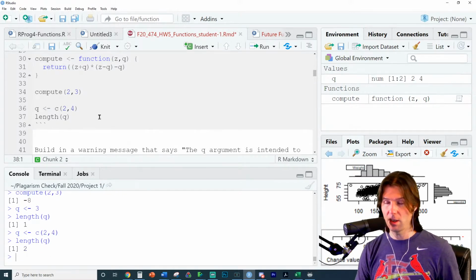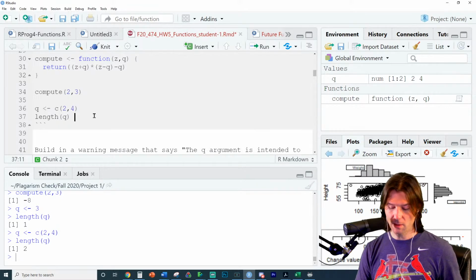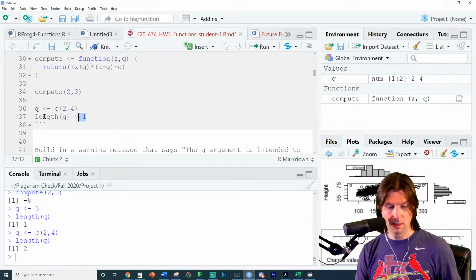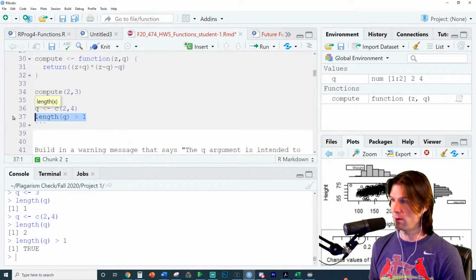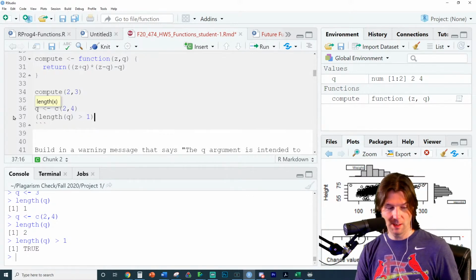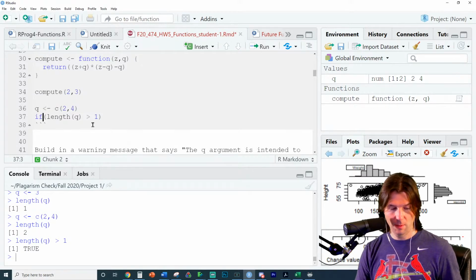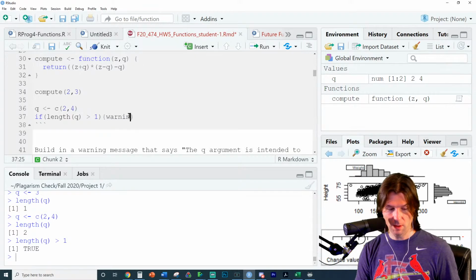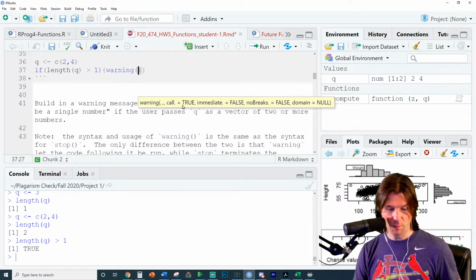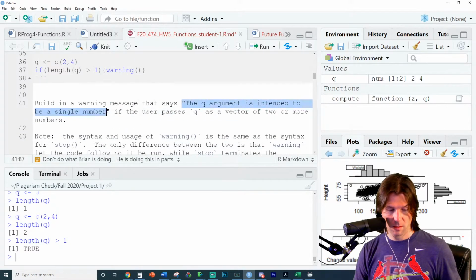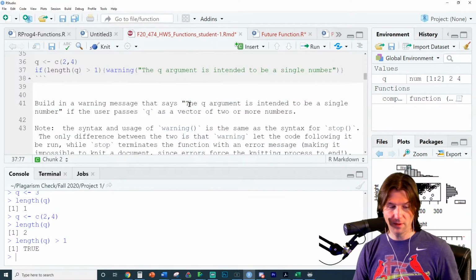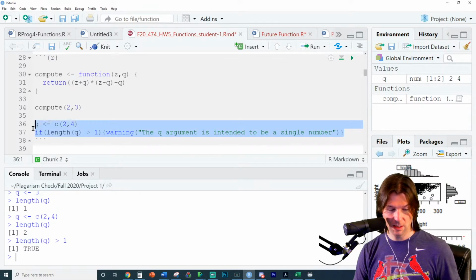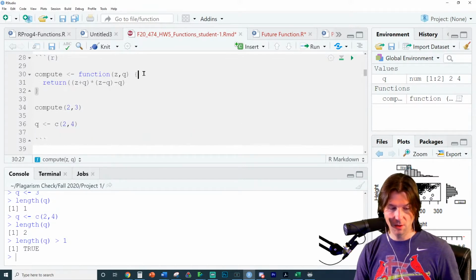So let's look at the length of q here. It's 2. So what about if we look at length of q greater than 1 and we run this and we get true? So now we want some code to run here. So let's go ahead and put this in an if and put a warning. And it'll run this code now for the warning because the warning will print. And we'll drop this right here. So if you notice, we kind of got the condition working, and then we're just going to take the condition and drop it into here.